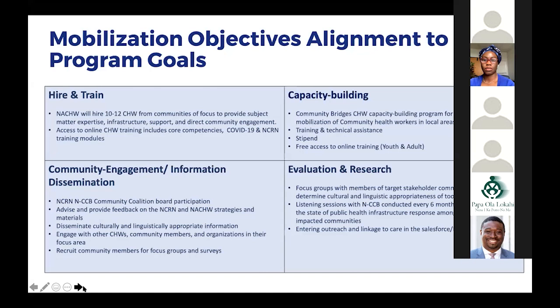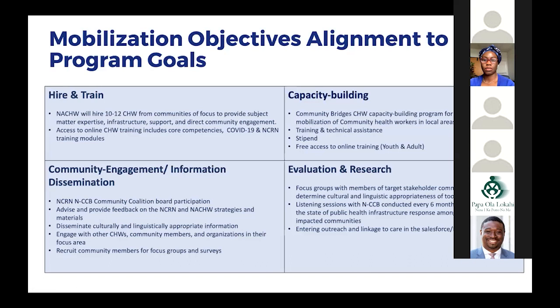They will also advise and provide feedback on NCRN and NACHWA strategies and materials. They will disseminate culturally and linguistically appropriate information, engage with other CHWs in the network, other community members and organizations in their focus areas, and also recruit community members for focus groups and surveys. Lastly, the community health workers will engage with focus groups with members of the target stakeholder community to really understand the materials and the needs of those communities.